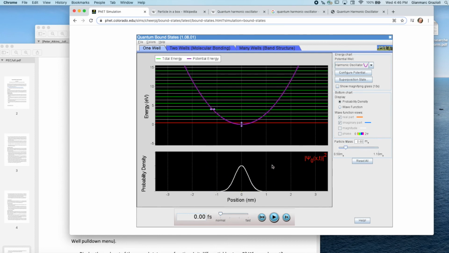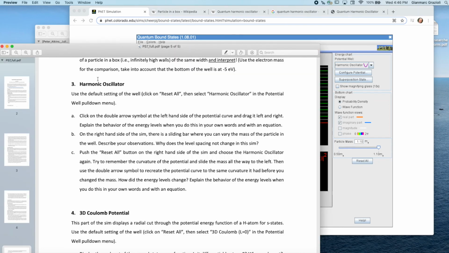Now, if you watch the probability density function down here, that does change. So it's not like changing the particle mass does nothing, but the value of the energy does not change. So why is that? Maybe this is a little unexpected. We have to think about this here.